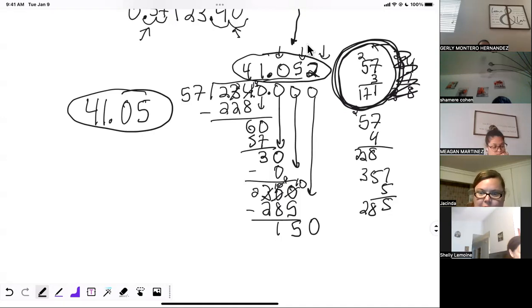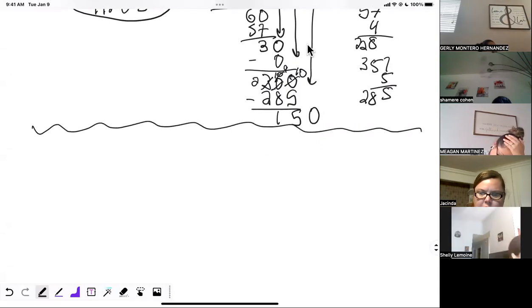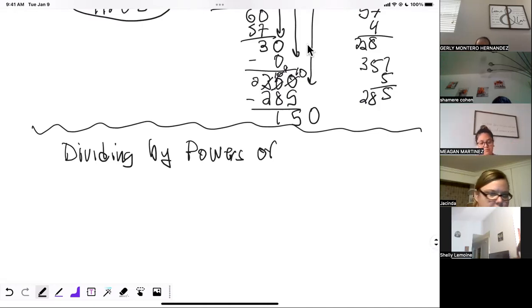All right, now I want to add to it. So when we did multiplying, we talked about multiplying by powers of 10, whether they were positive powers of 10 or decimal powers of 10. We're going to do that here with dividing. What happens when you divide by powers of 10? So dividing by powers of 10.